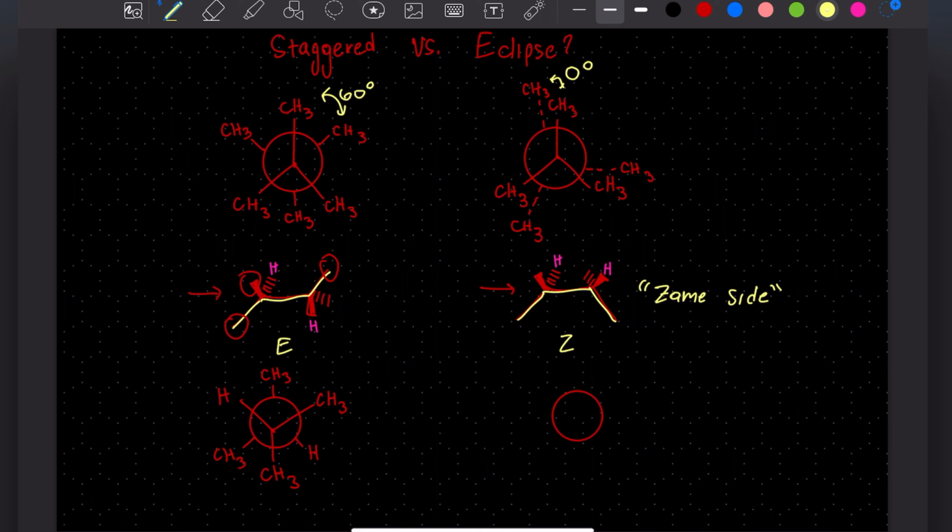Let's now look at the other one, which we predicted is going to be eclipsed. So let's see if we're right. From our front carbon, we can see directly down is going to be a CH3. And to the right would be a CH3 as well. And to the left would be a hydrogen.